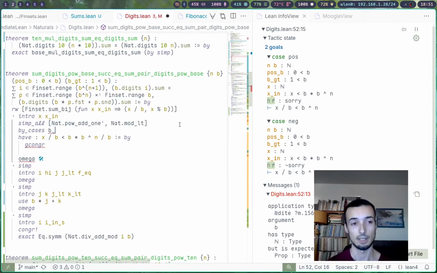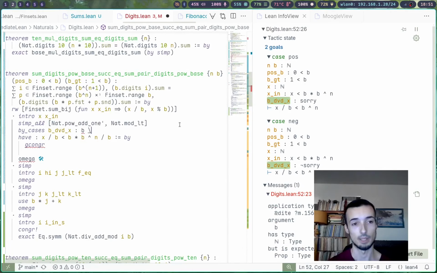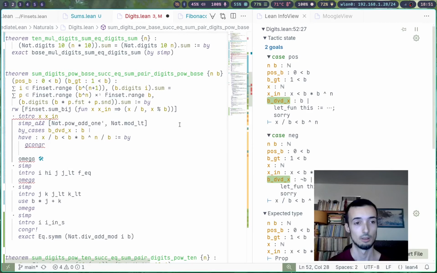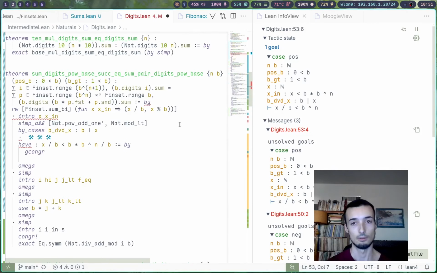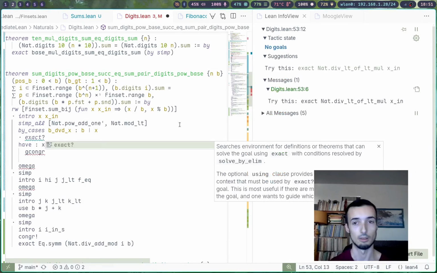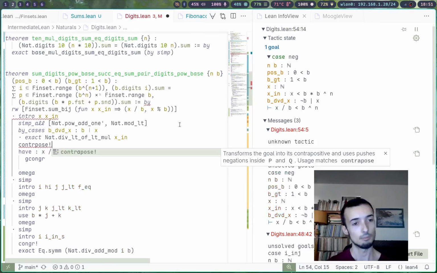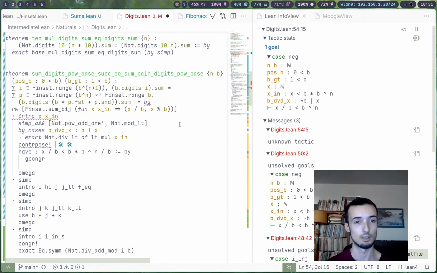So we'll say by cases, b divides x, and we're going to write b backslash bar x. In the first case where this is true, we should have it simply by library search. And in the case where b does not divide x, we can try to do something. I'm not sure this is even possible to prove.